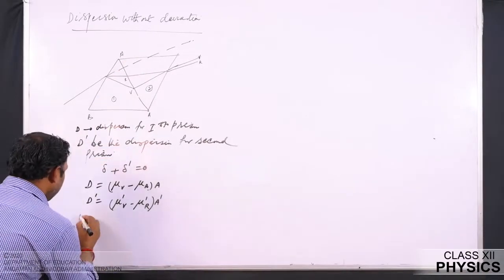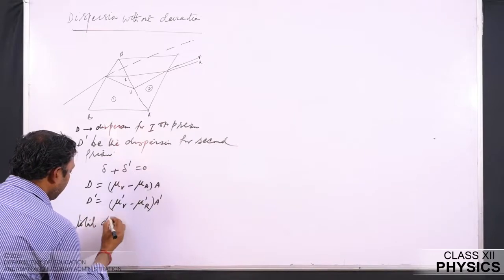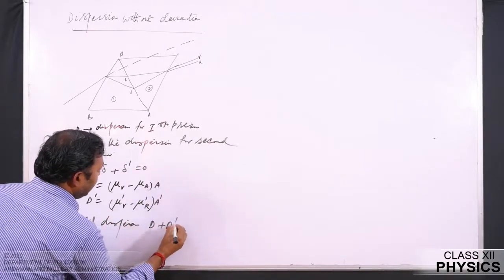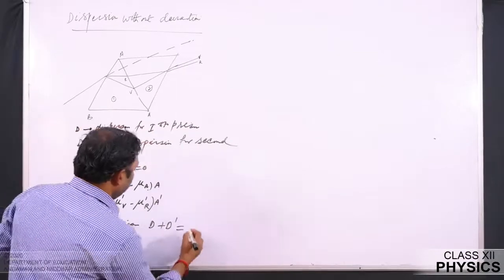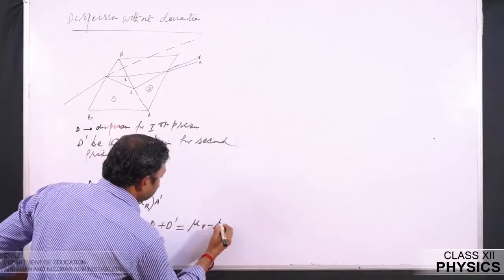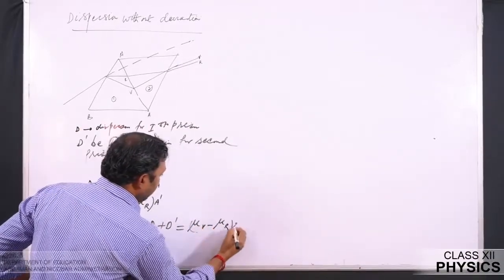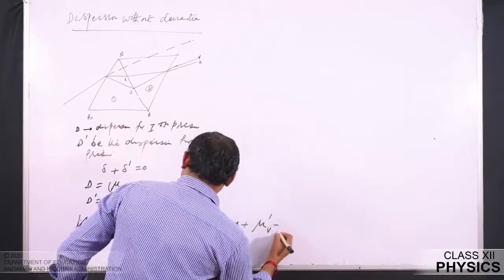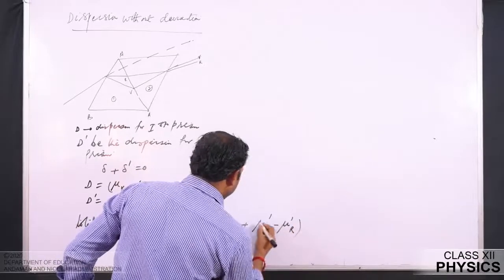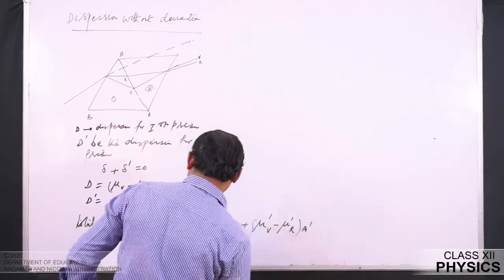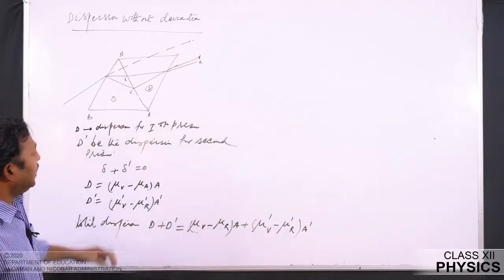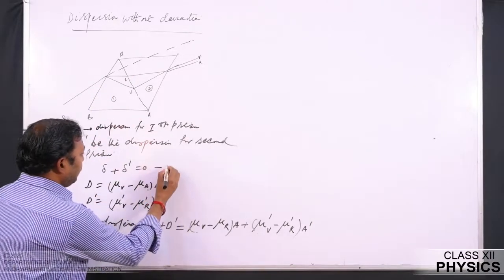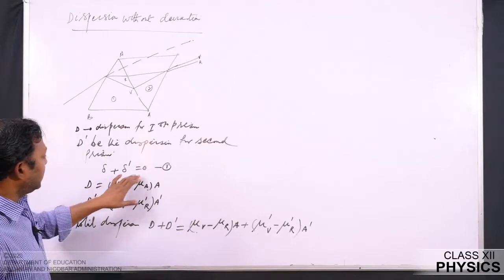So, total dispersion will be D plus D dash equal to (mu V minus mu R) A plus (mu dash V minus mu dash R) A dash. So, this is the total dispersion produced by this combination of prisms. Now, from expression 1, we find that total deviation is equal to 0.